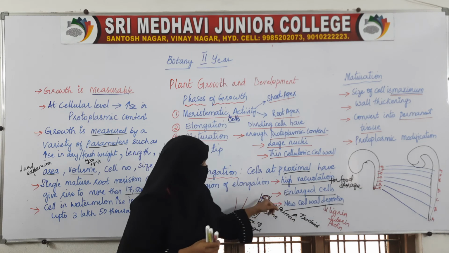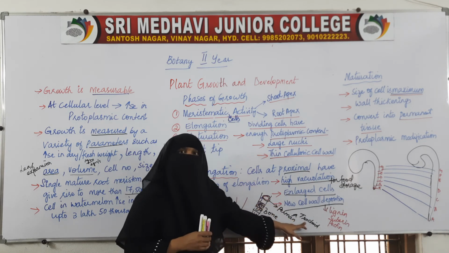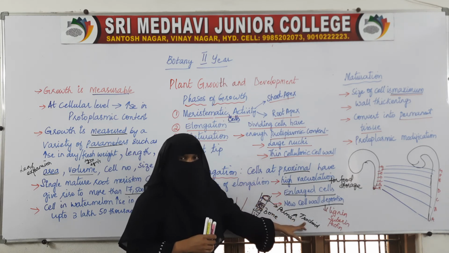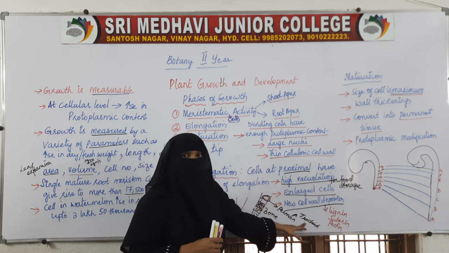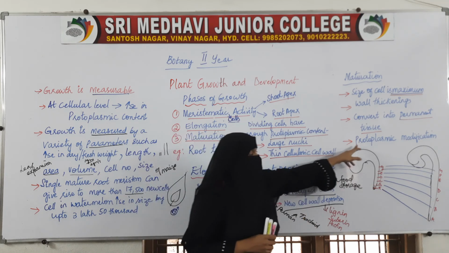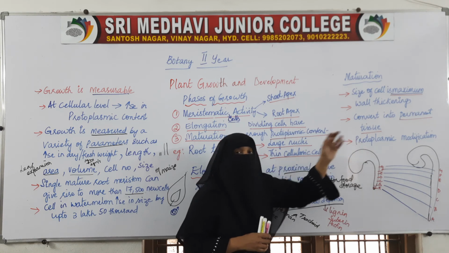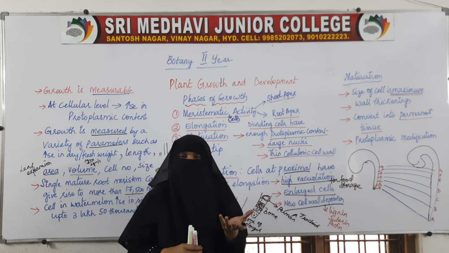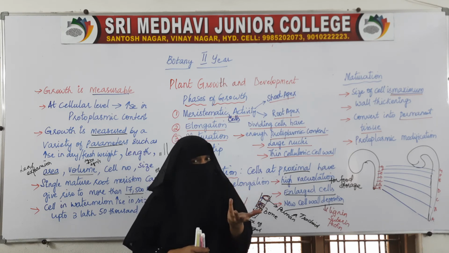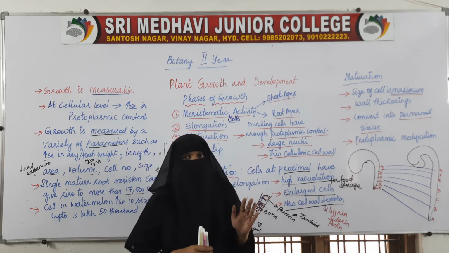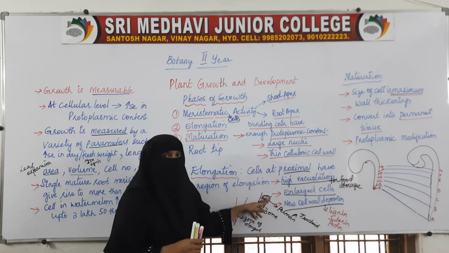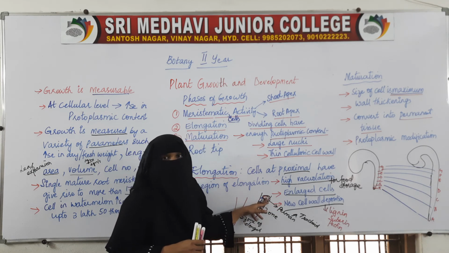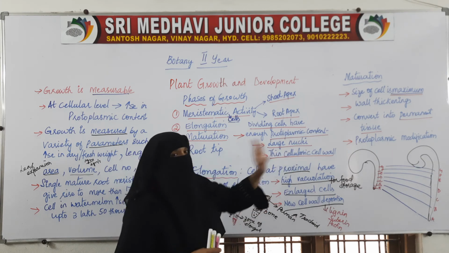If this cell is forming a trachea, then what will happen? Protoplasmic modification will take place, because in trachea the protoplasmic content should be less. Trachea is nothing but a dead cell, so protoplasmic content should be very low. So this cell loses its protoplasmic content and becomes a dead cell.